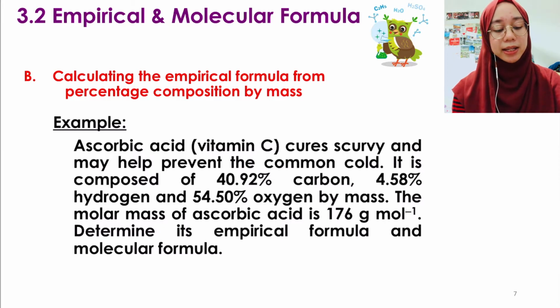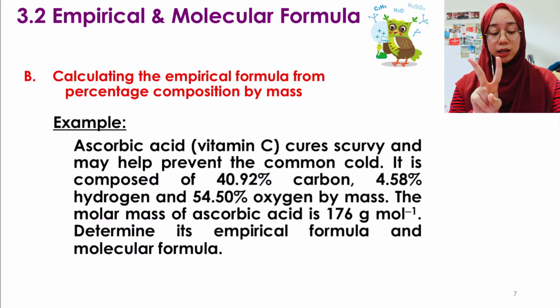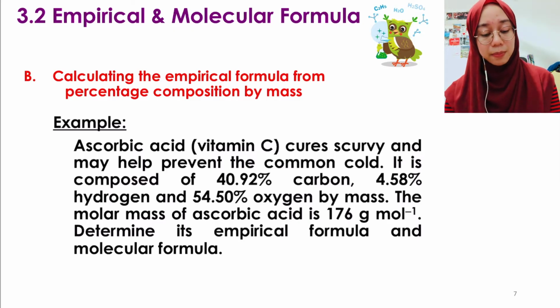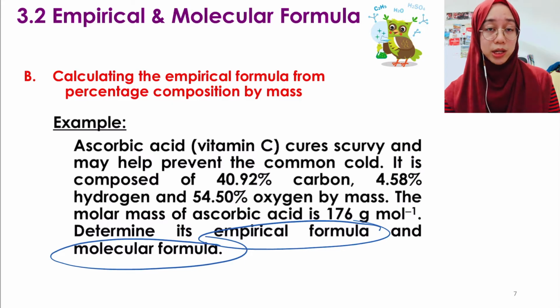So you have ascorbic acid, which is a vitamin C. So it cures scurvy and may help prevent the common cold. So it is composed of 40.92 carbon, 4.58 hydrogen and 54.50 oxygen by mass. So the molar mass of ascorbic acid is 176 gram per mole. So determine the empirical formula and molecular formula. Okay, so ada dua soalan dekat sini. One is to determine the empirical formula. Okay, another one is to determine the molecular formula.